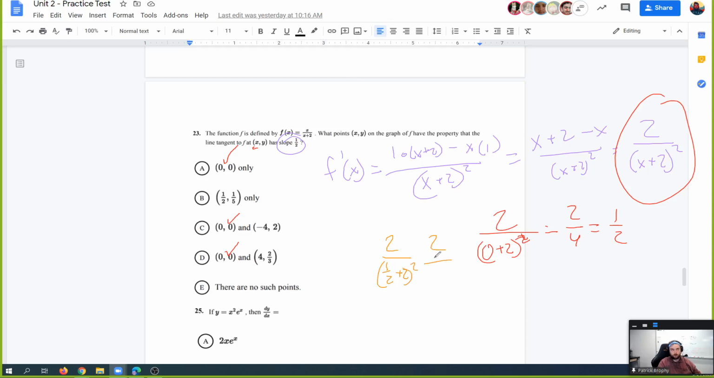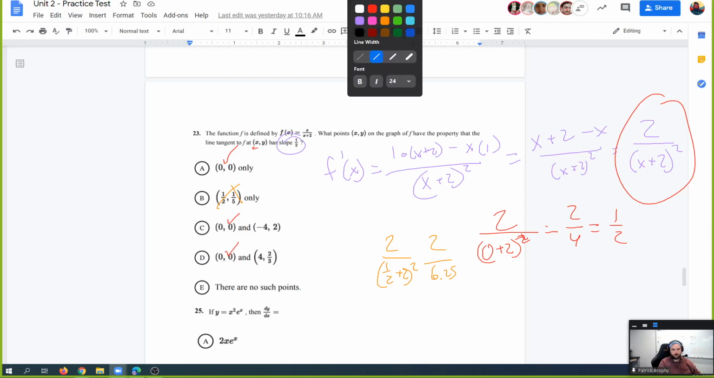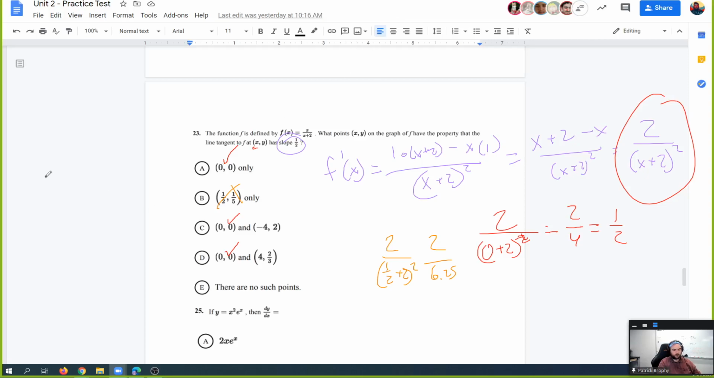That's going to be 2 over 2.5 squared, which is like 6.25. No. Let's try -4, 2. So if you try -4, 2, you get 2 over (-4 plus 2) squared, which is 2 over (-2) squared. It's 2 over 4, which is 1/2. So boom, that works out. And 4 won't work, so the answer's C.